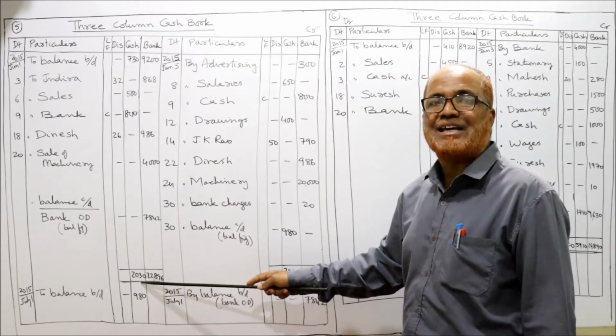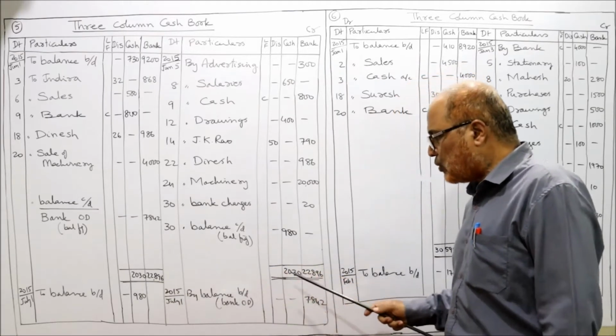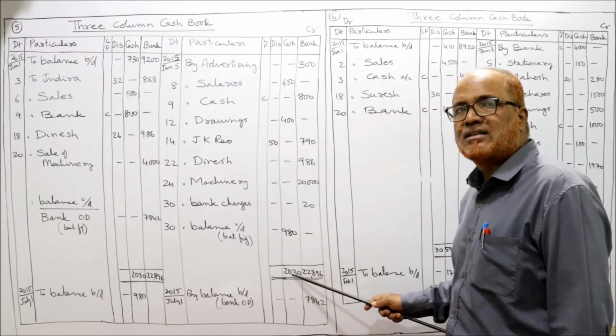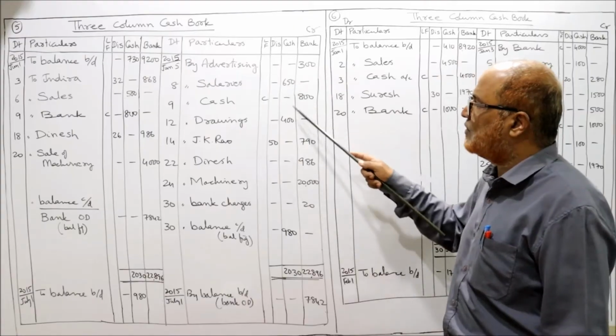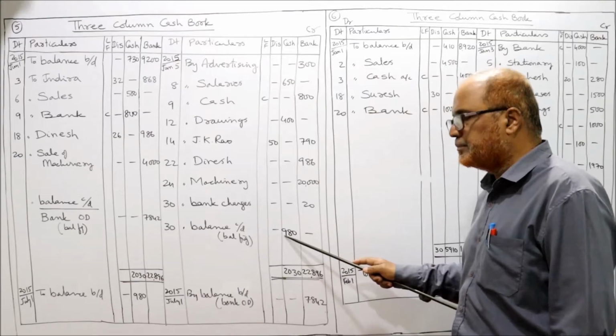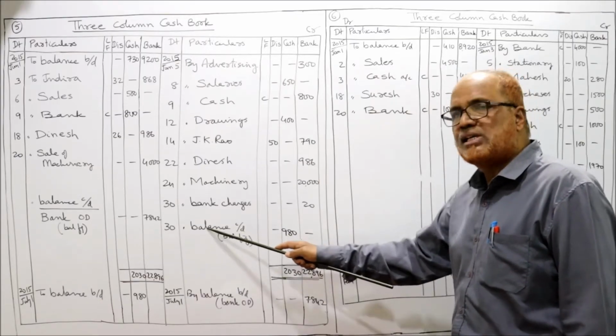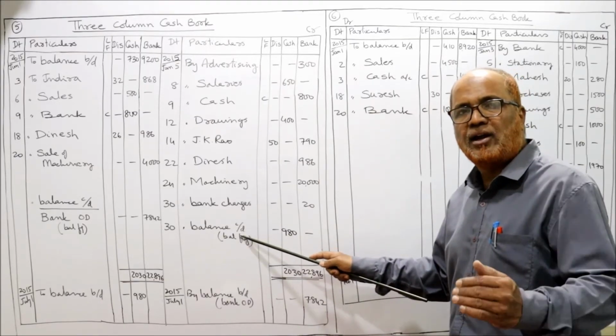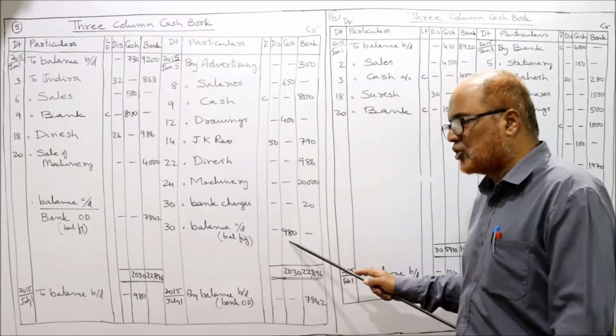2030 is the total of the cash column debit side. From 2030, I subtracted all credit items, minus 650, minus 400. Then the balancing figure is 980 rupees. 980 rupees is the closing cash balance. At the end of the month, cash in hand is 980 rupees.